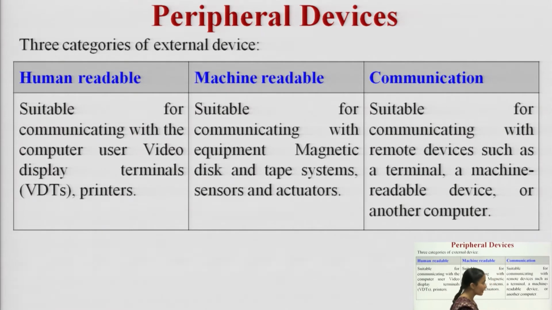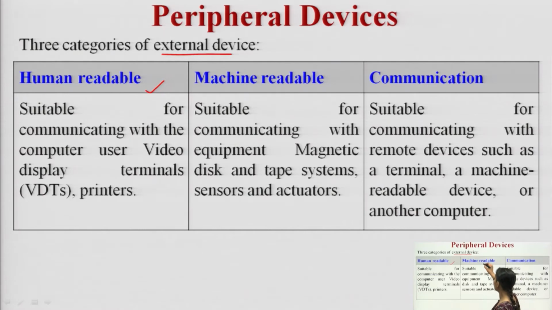So, we can categorize the external devices into basically three categories. One is human readable. Human readable means they are suitable for communicating with the computer user using video display terminals, or the example we can take is the printers. So, they are human readable, in which the human can read the output that is coming.